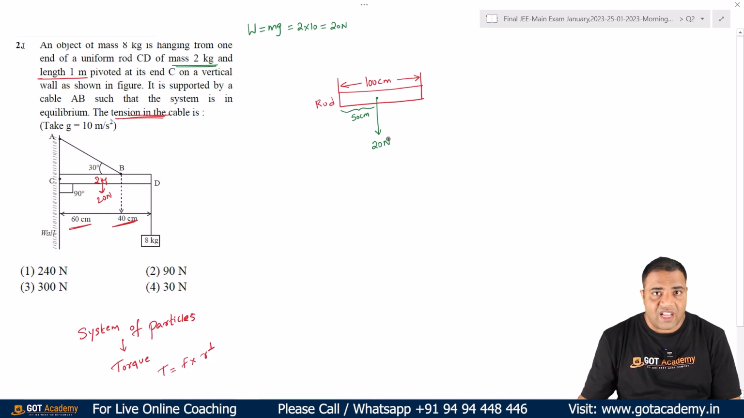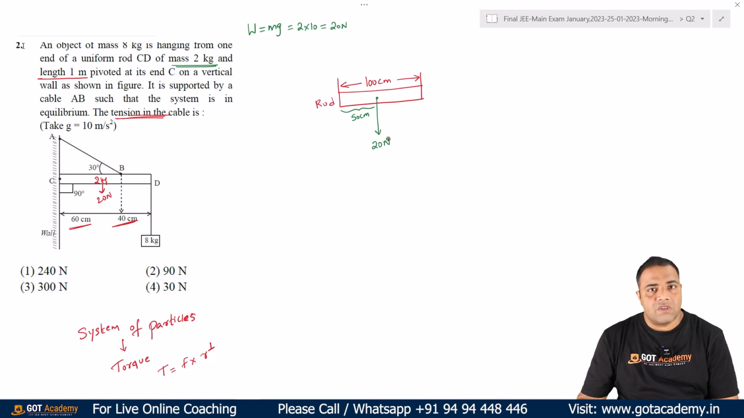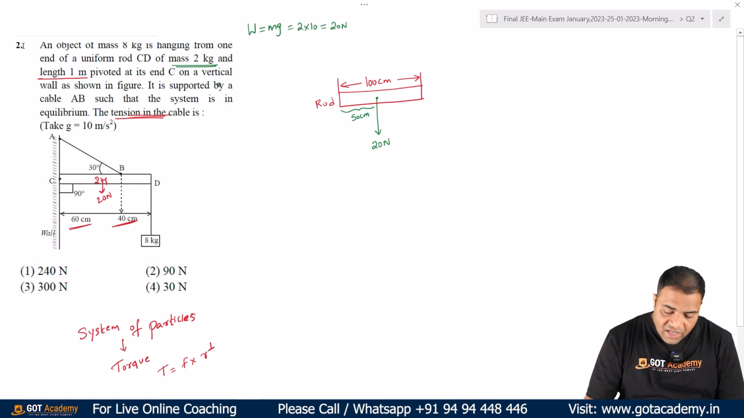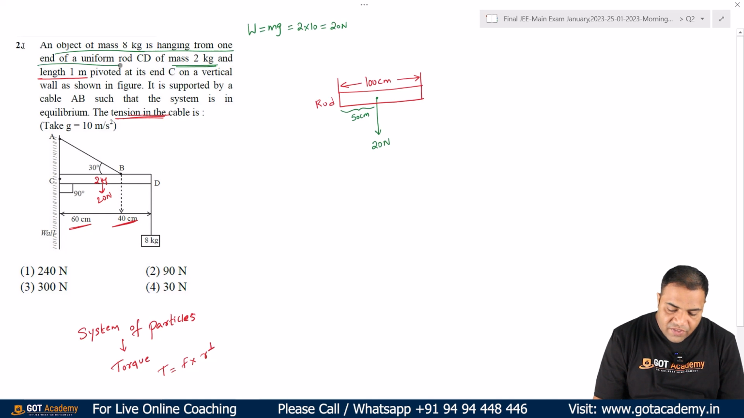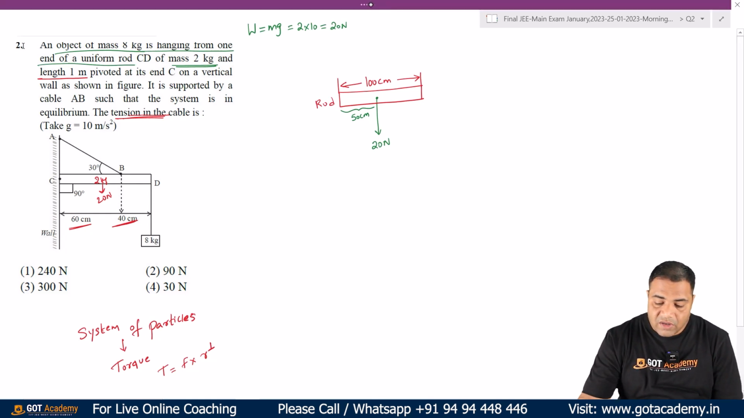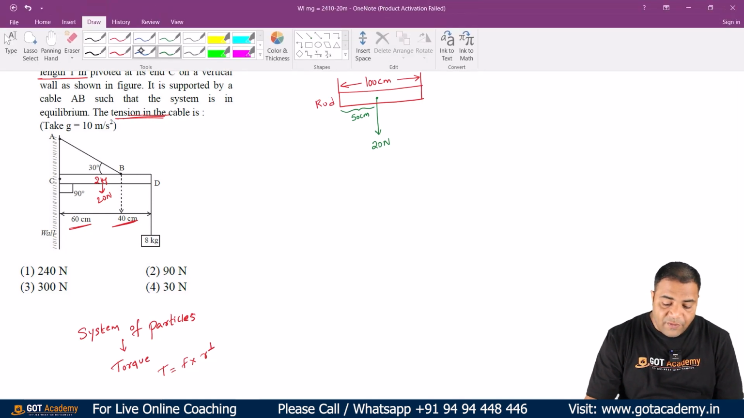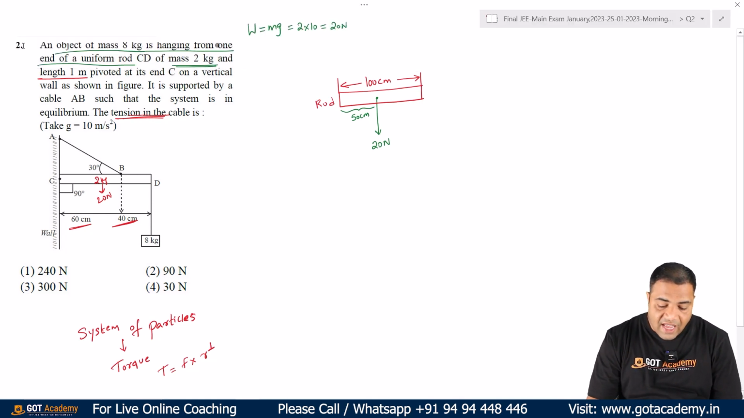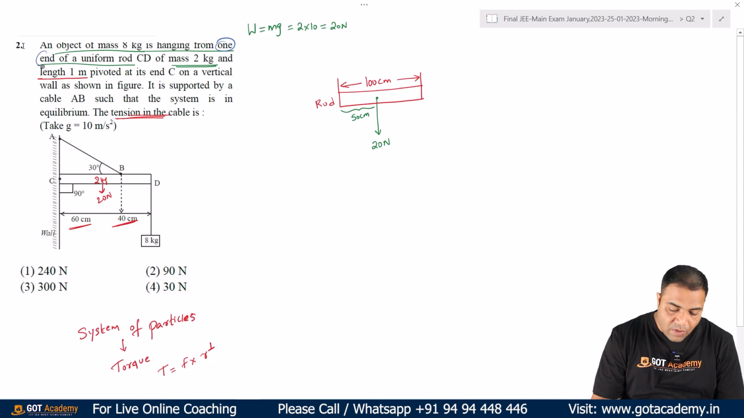Now read the question again and again. Better take a pause and read it at least 2 to 3 times so that you'll understand it. But don't leave this question. It was a really easy question. If you look at this carefully, an object of mass 8 kg is hanging from one end of the uniform rod. Read it carefully. What was given is that it is hanging from one end. This part is important. One end. This end, like this.